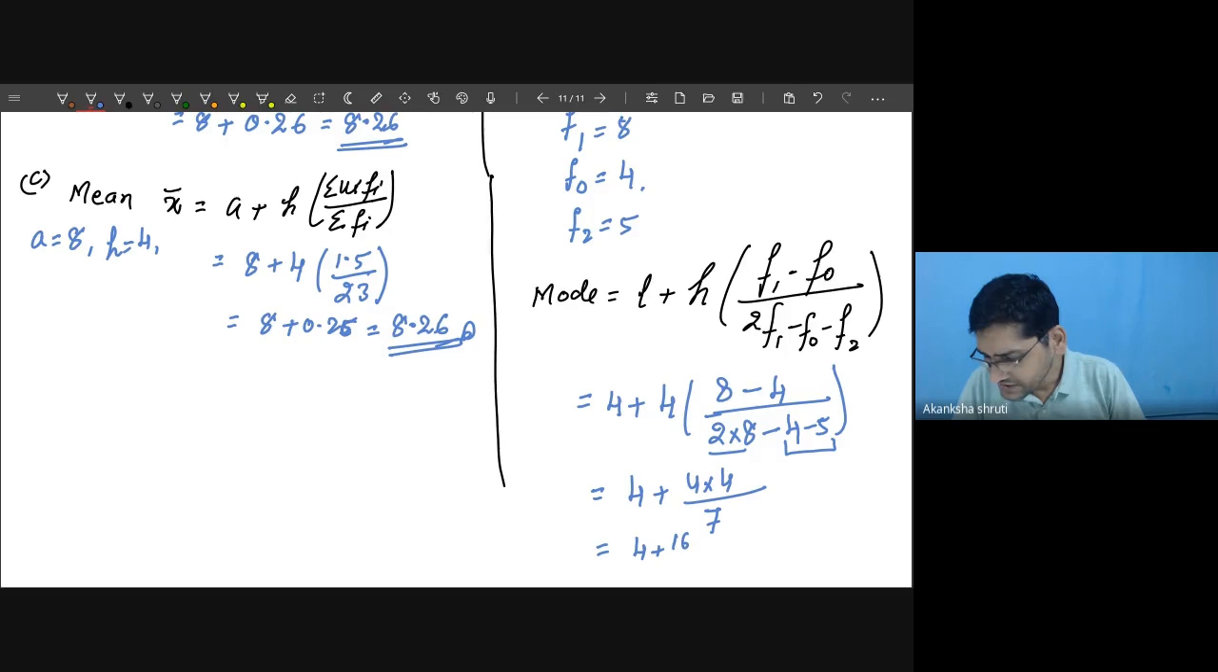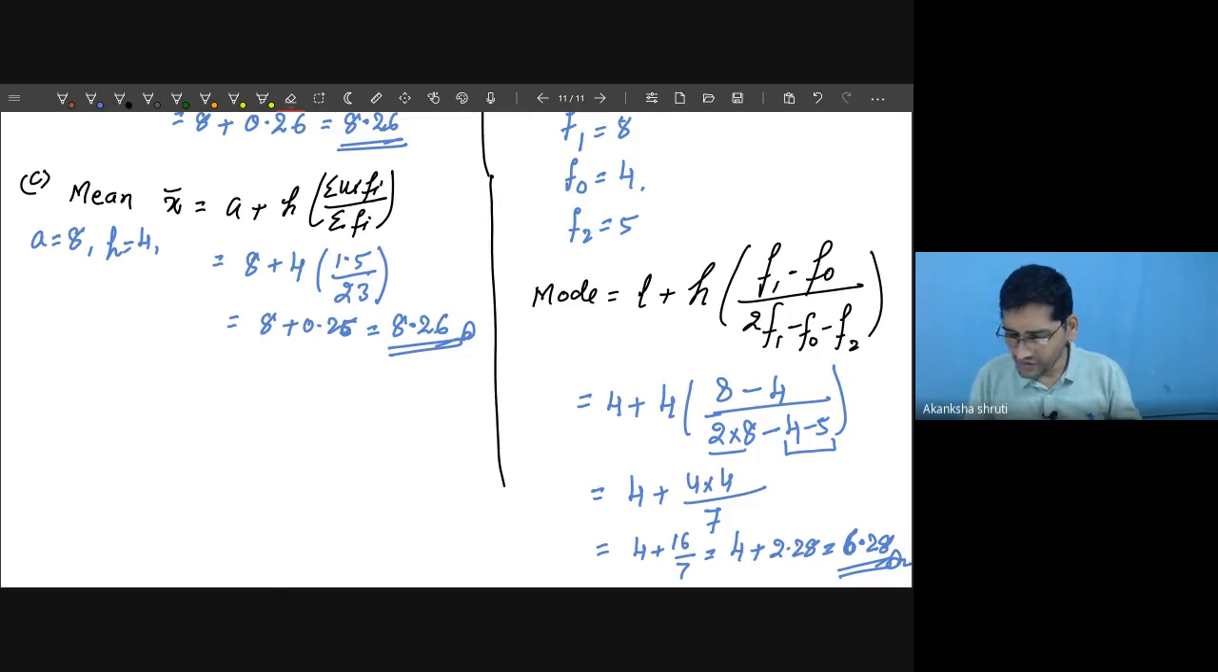4 plus 16 by 7. So do this calculation of 16 by 7 first, then you have to add it. It is like 4 plus 2.28. So it becomes 6.28 as the answer. Okay. So this way we have calculated the mode also. Get it? This is the way you have to do the calculation.